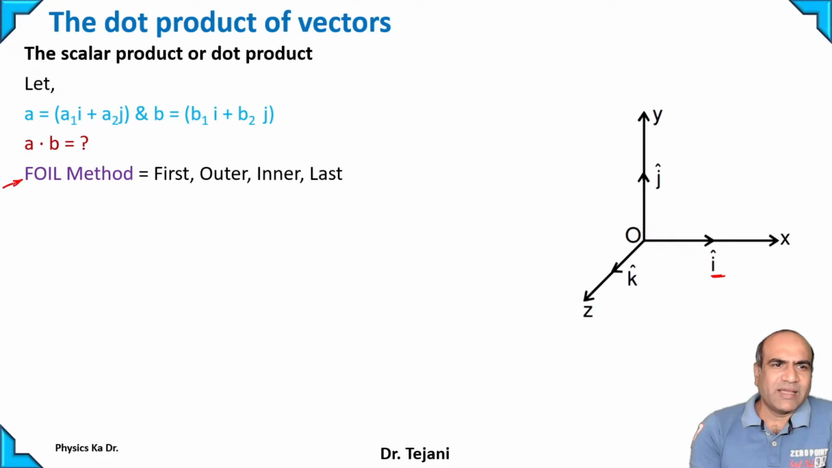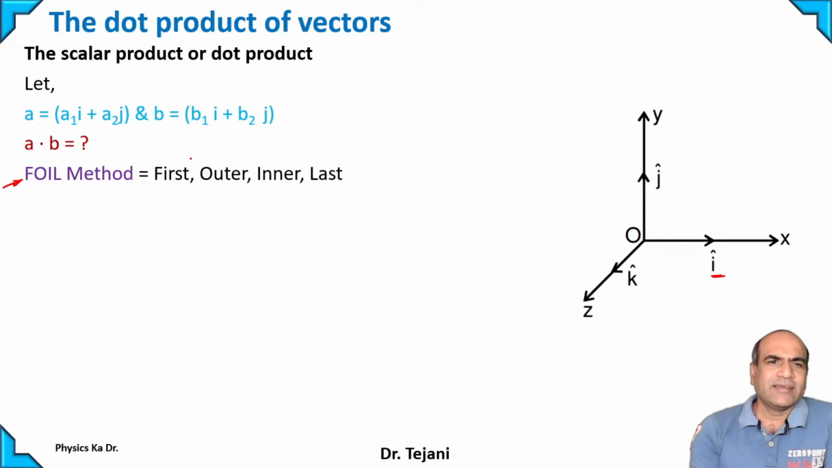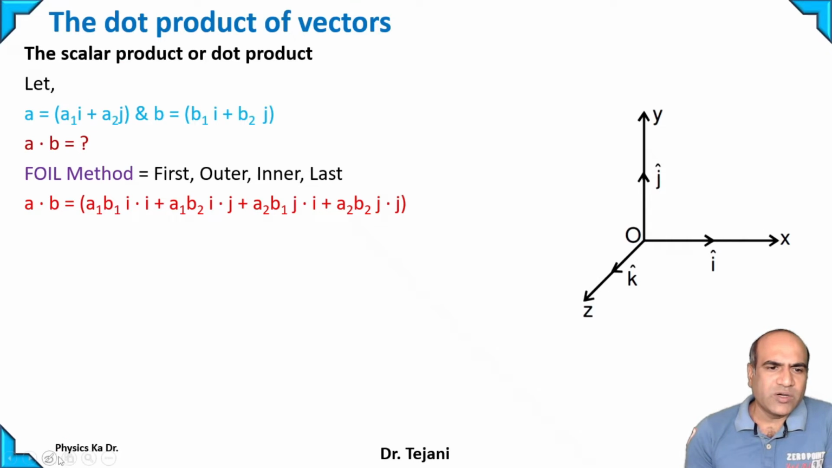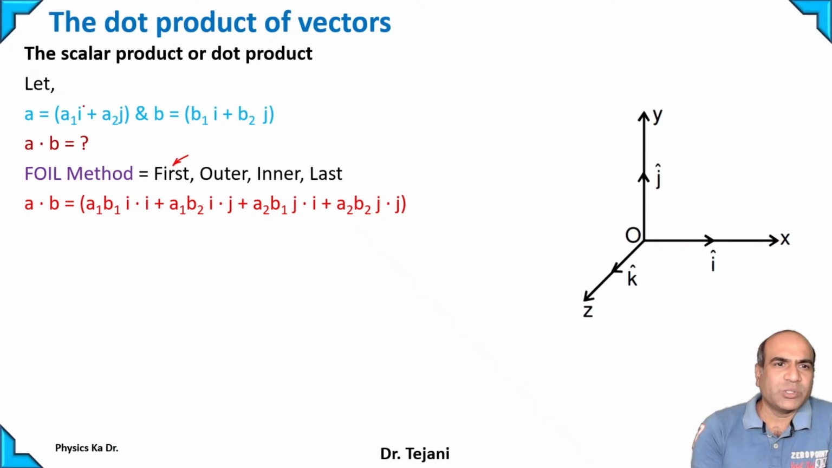So there is a method in mathematics called the FOIL method. F is for first, O is for outer, I is for inner, and L is for last. That's all it is. So A dot B, let us consider the first component, that is the multiplication of first to first.